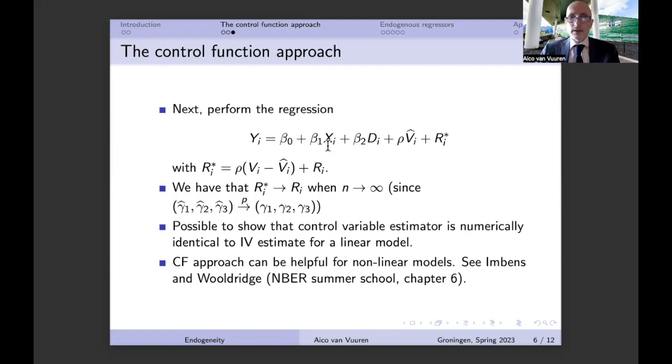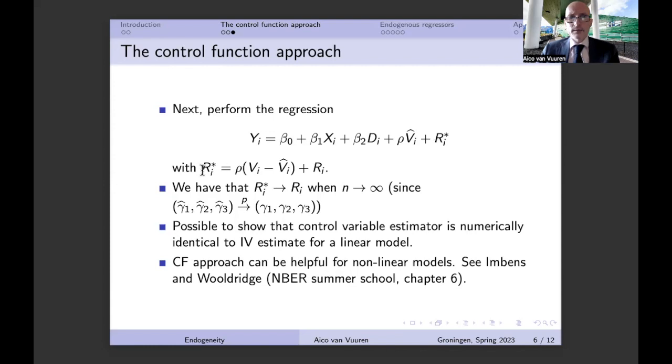And this is another regression equation that is feasible, because now what we have is a regression equation of yi on xi, di, and Vi hat. That is feasible. However, there is still one problem, and that is that we are going to see that Vi hat is actually not uncorrelated with the Ri star that we have over here.